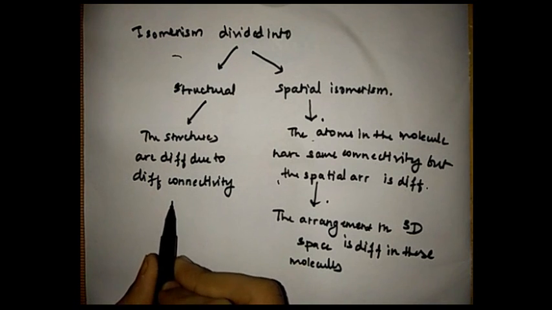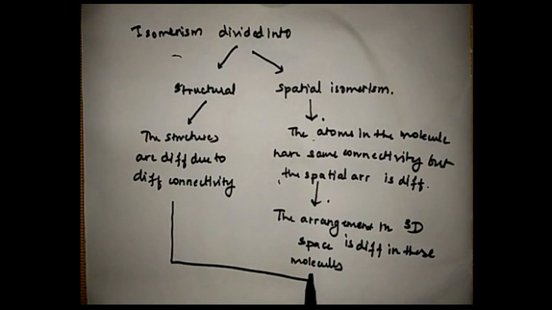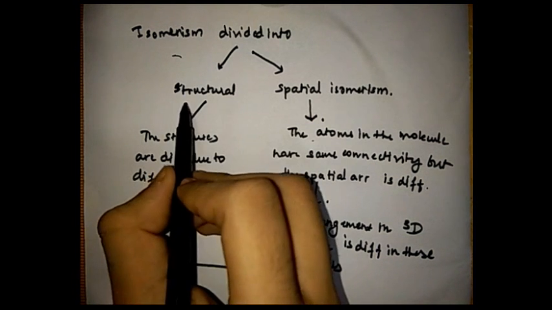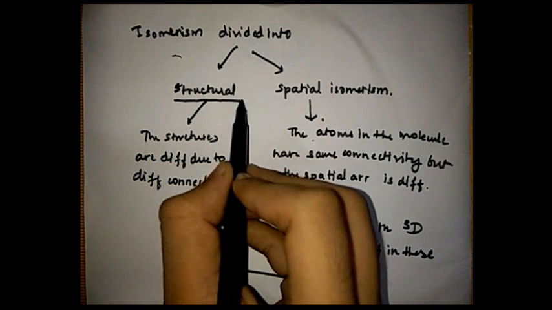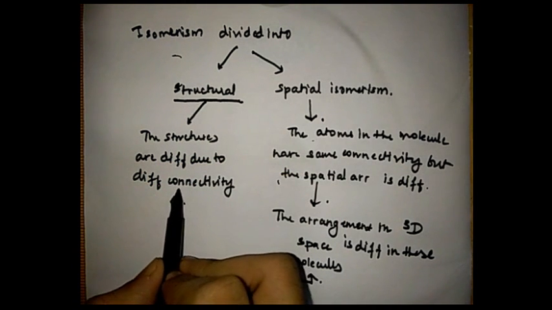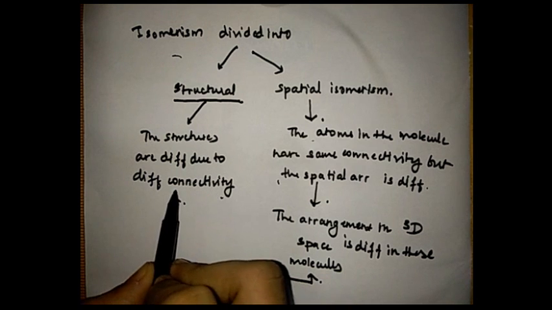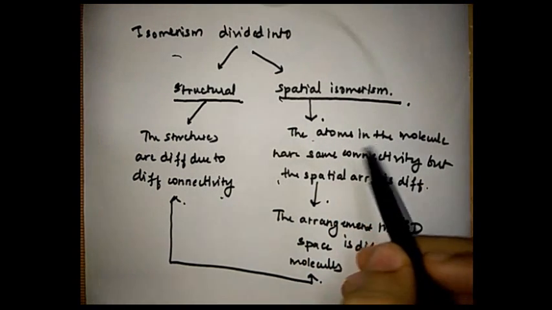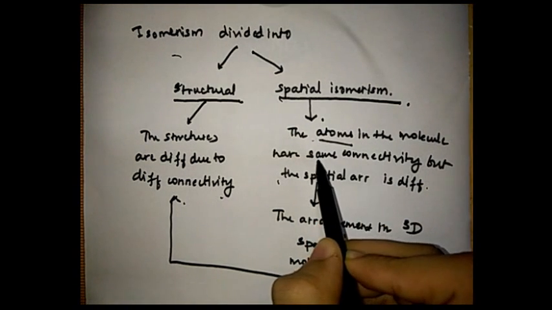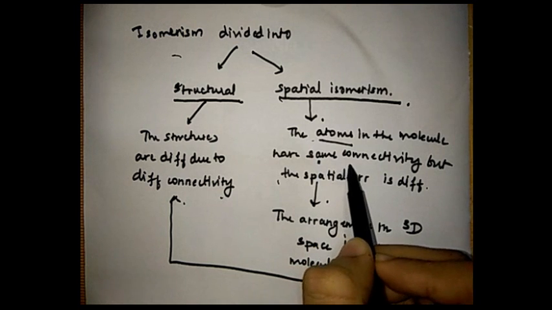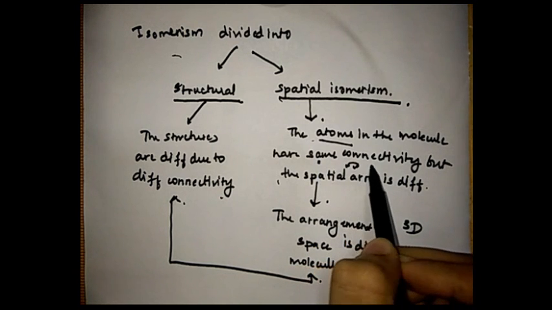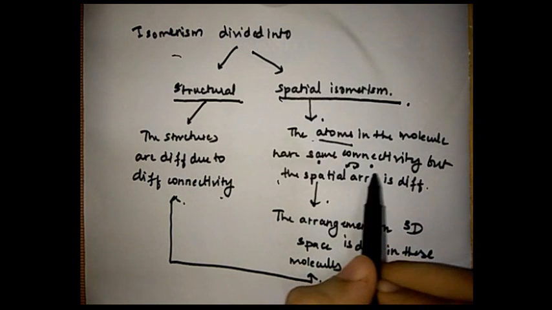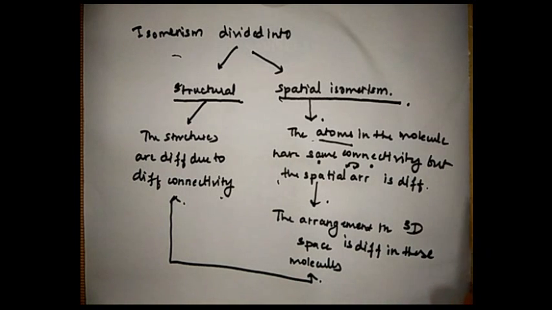So the gross difference between the two, structural and spatial isomerism, is that in structural isomerism there is a difference in connectivity of atoms in the molecule. In spatial isomerism, the atoms are connected in the same manner in both isomers, but the spatial arrangement of the whole molecule in total is different.